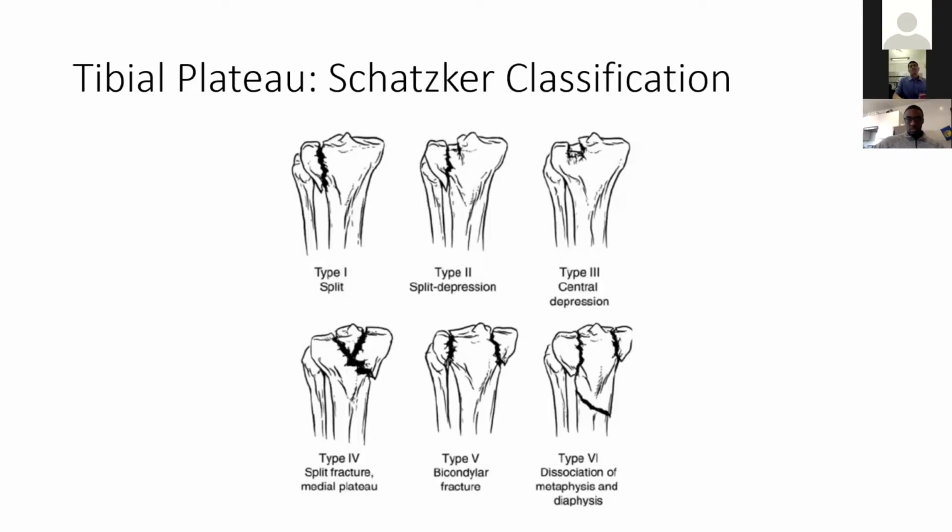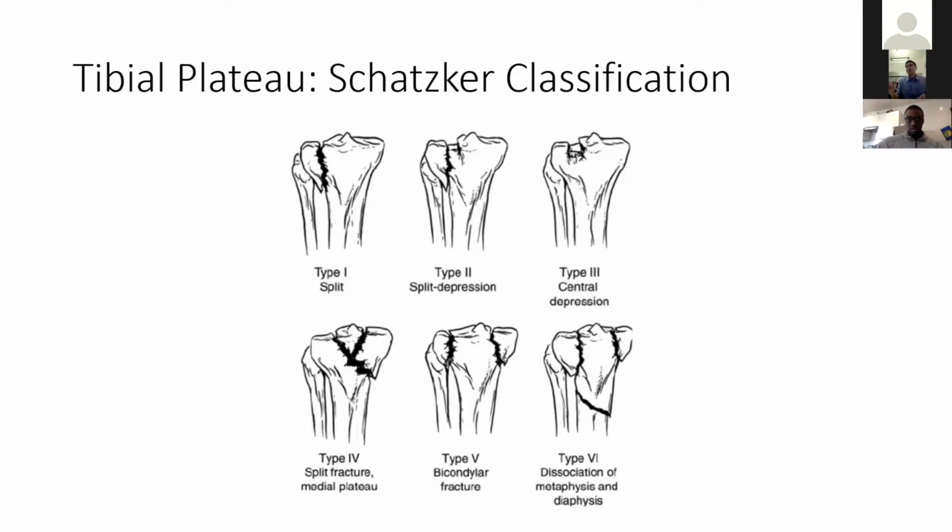Schatzker is a great Canadian. He's from my program, and he's probably the most famous person from Toronto. He actually hates his classification system. I don't really know why. He's kind of a strange bird to talk to, but he's obviously very, very renowned. But we still use it.